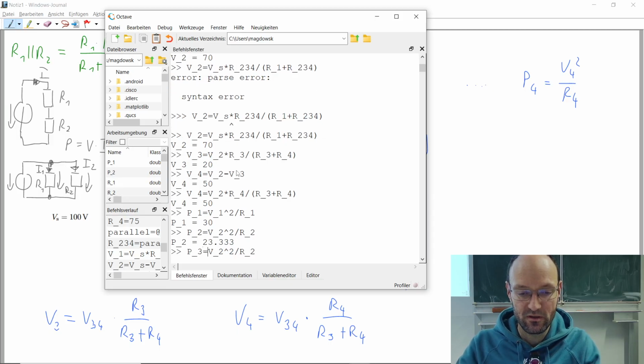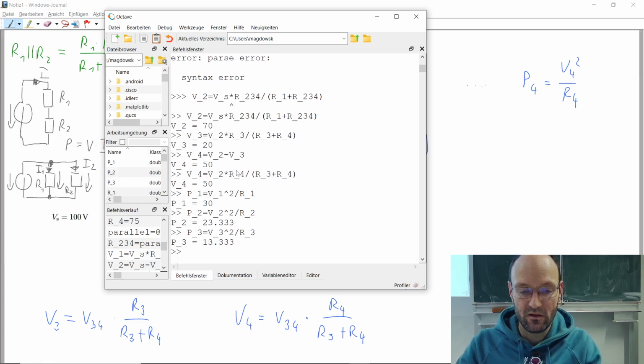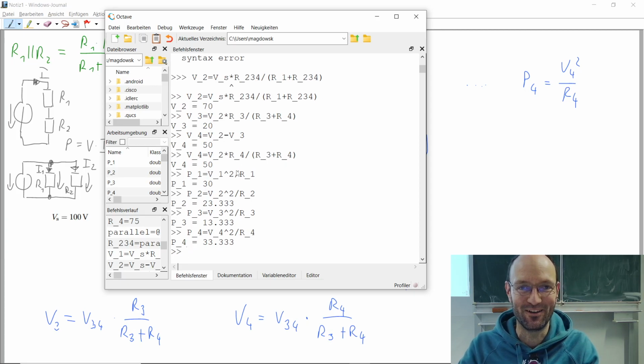The power in the third resistor is just 13 watts, and the power in the fourth resistor, and make some applause for the fourth resistor, because this is the one with the highest power, 33.3 watts. Okay, which questions do you have so far?